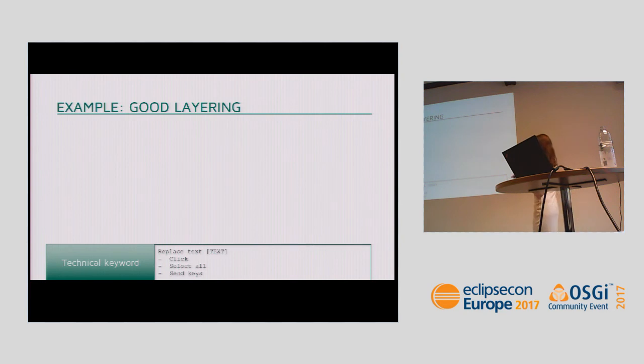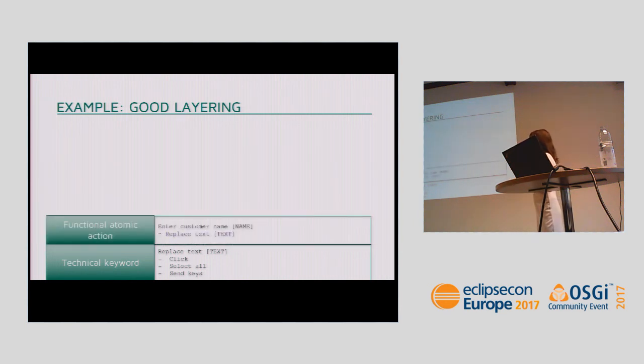Technical keyword. I've got the keyword replace text. That's something that, if you use SWTBot or Jubula, comes with the tool. But if you use Selenium, you have to write your own. So I would need to click, select all, and then send the keys. That is a technical action that I will need again and again. An atomic action might be something like enter customer name, right? It reuses that technical action, and I'm going to use this action just to enter the customer name. At this point, when we're talking about mapping to the actual UI component, the UI component is fixed here. We always know which one this is going to be.